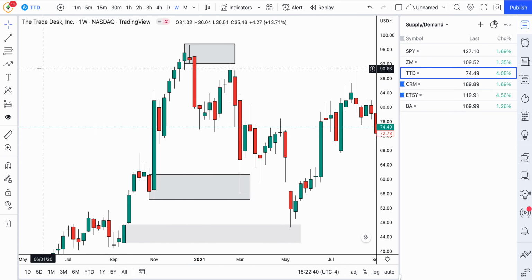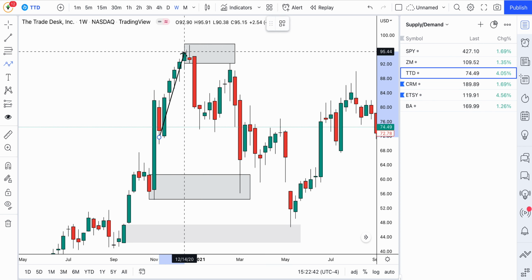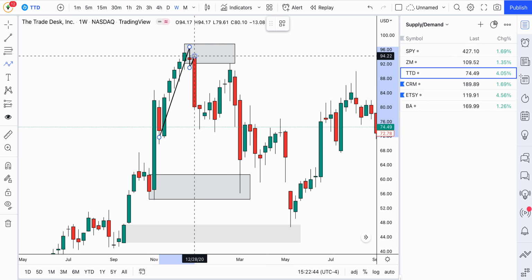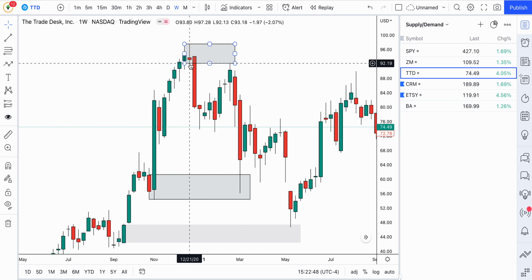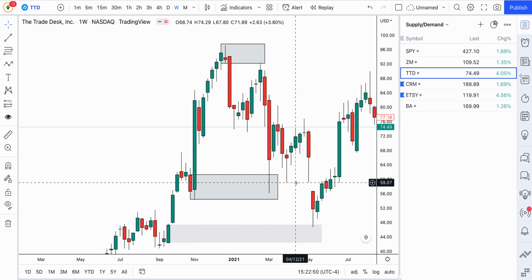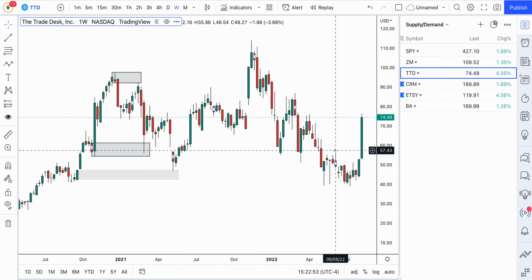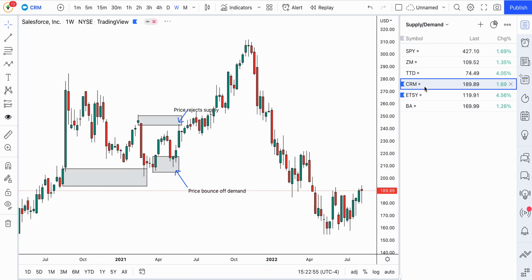Again, supply, rally-based drop. Price rallied. We have that one candle base, that fast price action, fast move drop. We come here, we tap it just to the tip, and then end up dumping. So that would be TTD.